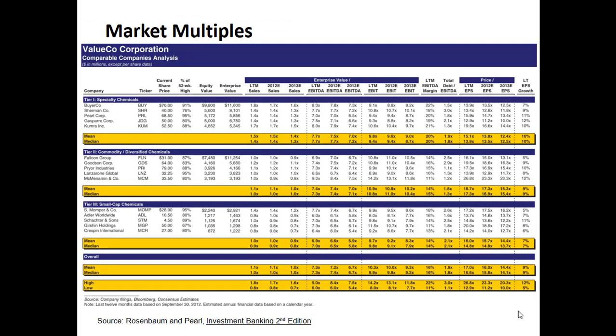Here's an example out of Rosenbaum & Pearl's Investment Banking second edition of what a sheet may look like, showing the market multiples. In this case, for a chemical company using both specialty chemicals, commodity or diversified chemicals, and small cap chemicals. You can see a range of multiples for enterprise value and price, EV to sales, EV to EBITDA, and EV to EBIT, with last 12 months as well as two forward-looking multiples. You'll also see a price to earnings for the last 12 months, next 12 months, and another forward period.